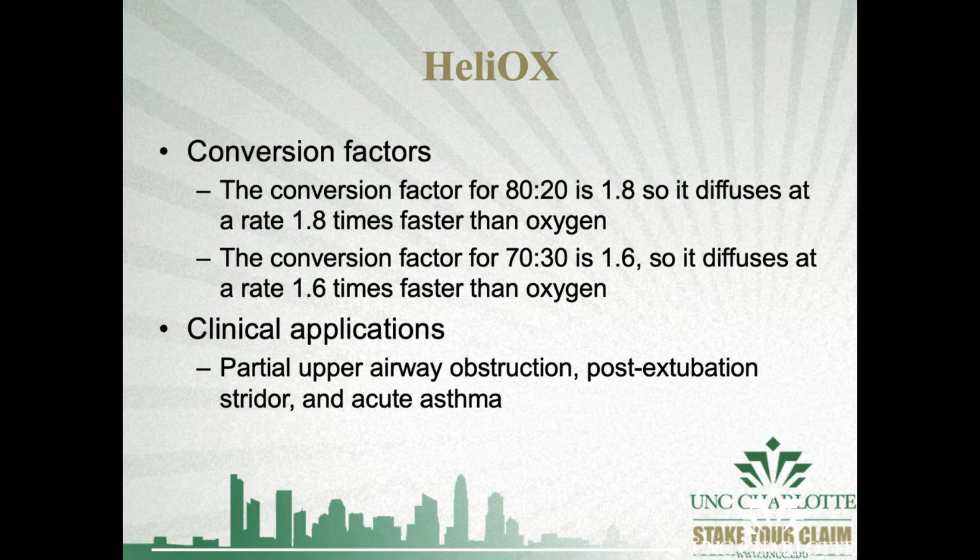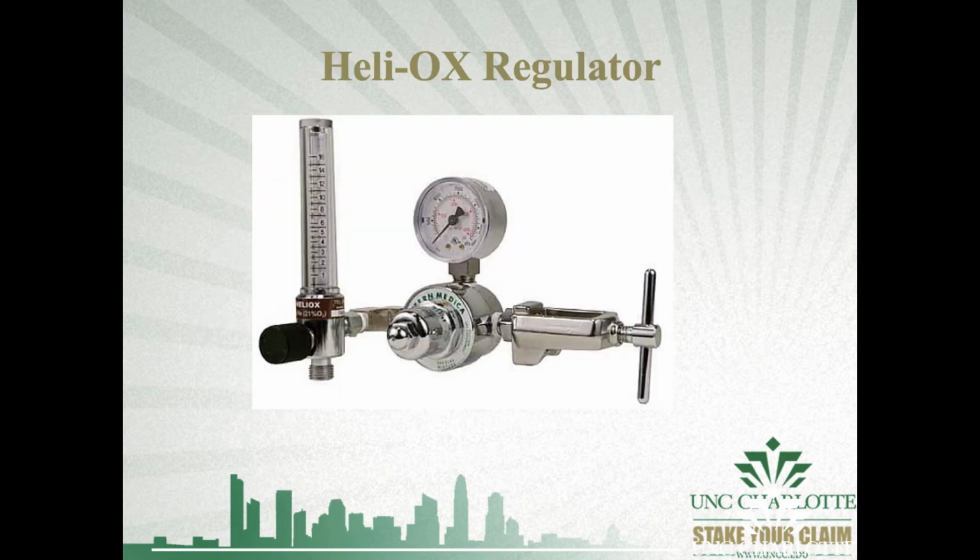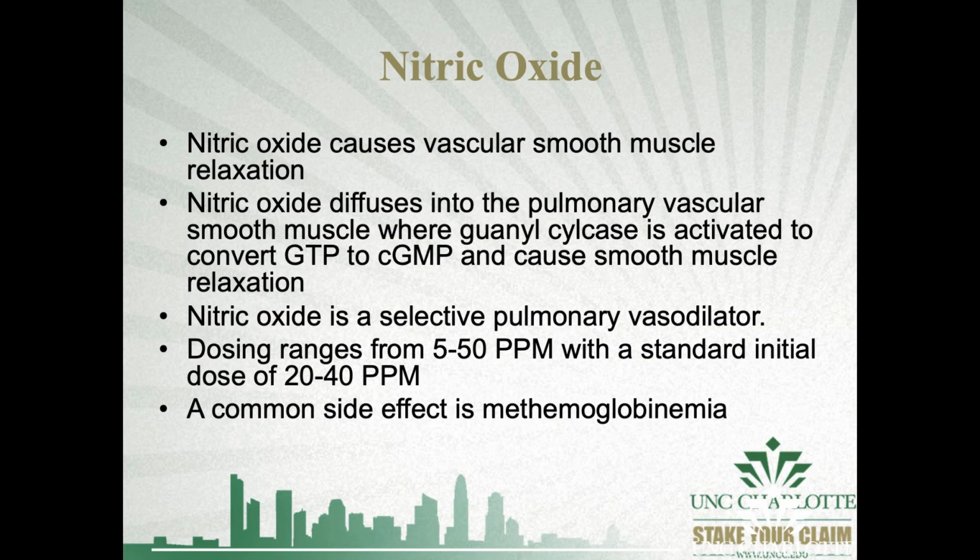So just understand that Heliox is a gas that's not as dense as what we would usually administer. We can use it to overcome certain obstructions. It provides a more laminar flow. It's not as turbulent, and it will distribute more evenly amongst the lung. And it is relatively effective in patients with acute asthma. Here's our regulator that we'll use on our H tanks, our H cylinders.